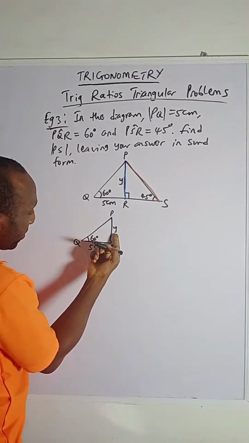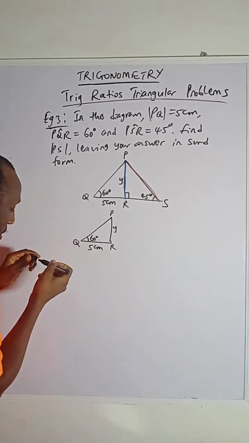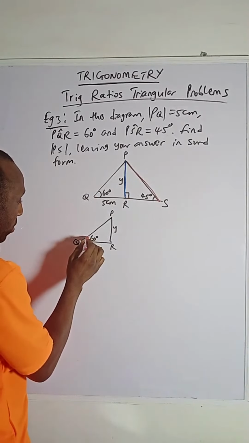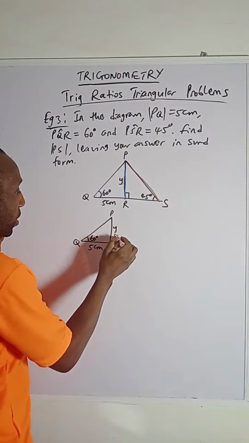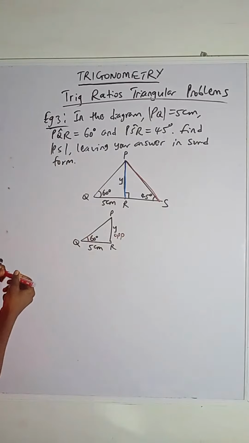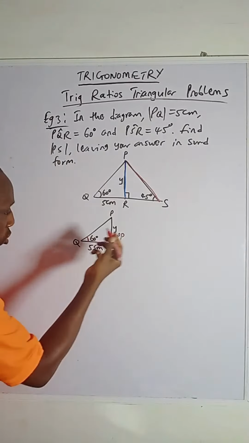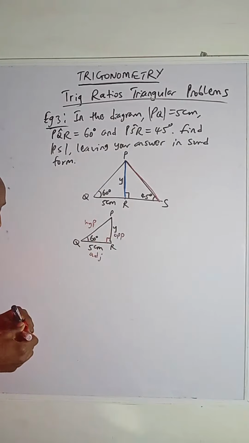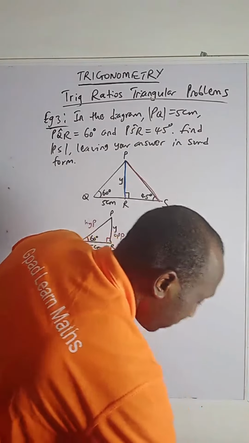Now for me to get this side Y, which is PR, I need to label the sides. This is where the angle is, so this becomes the opposite, the side facing the angle. For those of you that have always been here, you know this already, because this is a right angle. Now this is the hypotenuse, but this is the adjacent. Very good. Now let's continue.